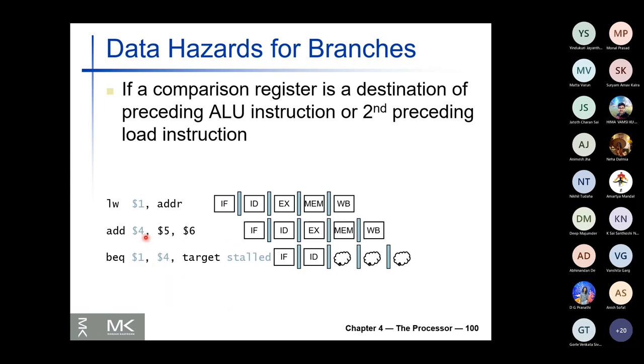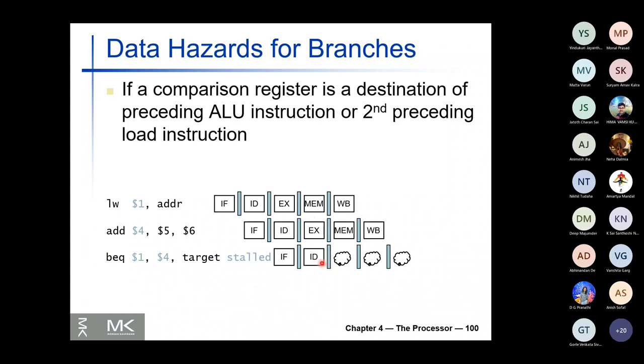4 is being updated here. 1 is a load again. It is being updated at the end of the memory stage. So the value of 1 would be available at the end of the memory stage here, at the end of the 4th clock cycle, and this will be available again at the end of the execute, which is also the global 4th clock cycle. But the hardware for comparing these two registers has now been brought to the second stage.